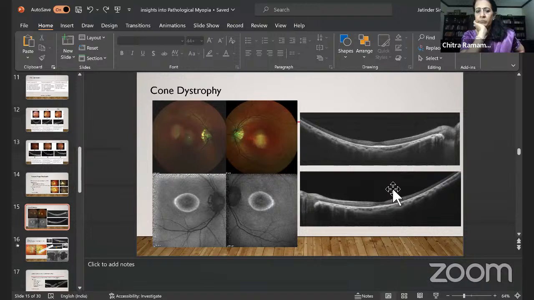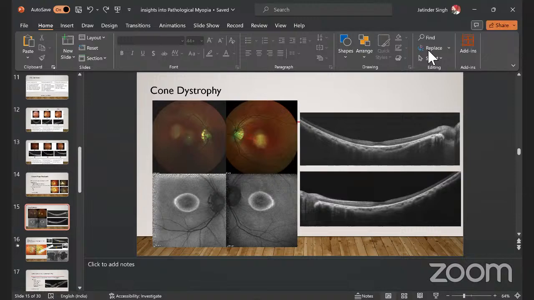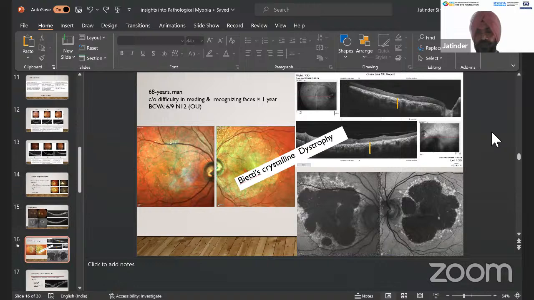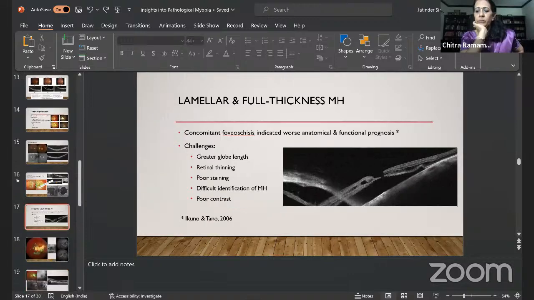Okay, Jatinder. So as I was mentioning, not all atrophies are myopic maculopathies. They could be cone dystrophies. This is an example of a very large atrophic area at the macula, which was actually a Bietti's crystalline dystrophy. We can see the crystals around the edge of the atrophic area around the macula. Can you go full slideshow, Jatinder? Yeah, sorry, ma'am.